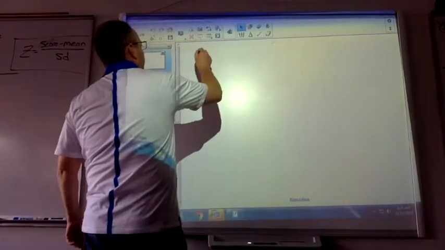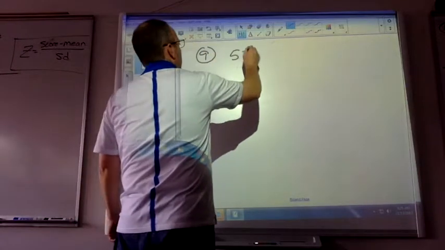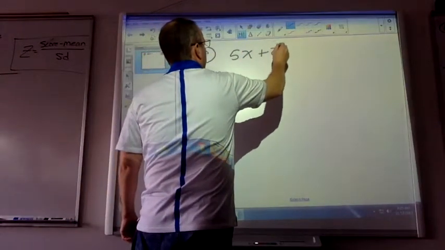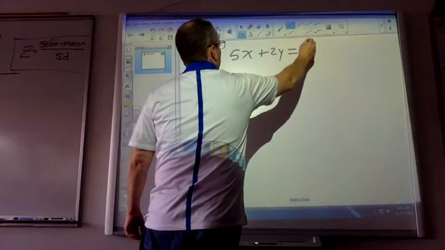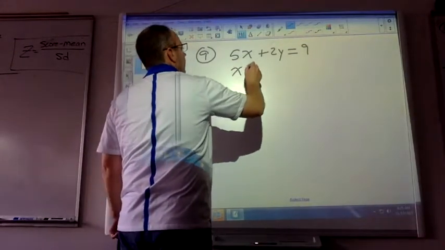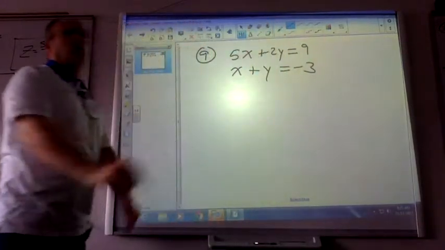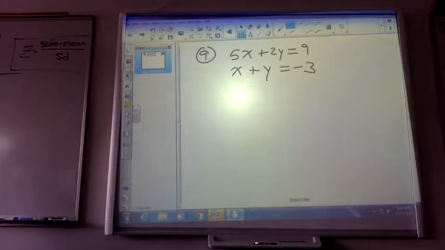Would you read for me what the first equation is? Yes, it is 5x plus 2y equals 9. Okay, and then the second one is x plus y equals -3. Did I write it all correctly? Yes, you did. Giddy up.